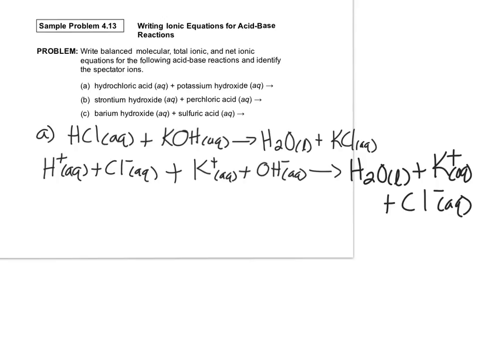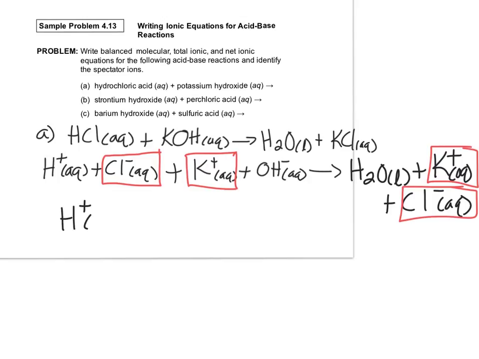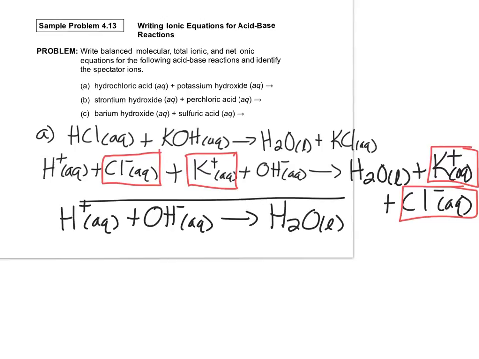Next step, we've got to write the net ionic and identify the spectator ions. So the spectator ions are the things that appear on both sides in the same form. So write my Cl minus. That's on both sides of my yield arrow in the same form. My potassiums, that's on both sides. So there are my two spectator ions. To write my net ionic, I bring down everything that's not a spectator. So H+ (aq) plus OH minus, that's not a spectator. I didn't have it on both sides. Yields H2O liquid.